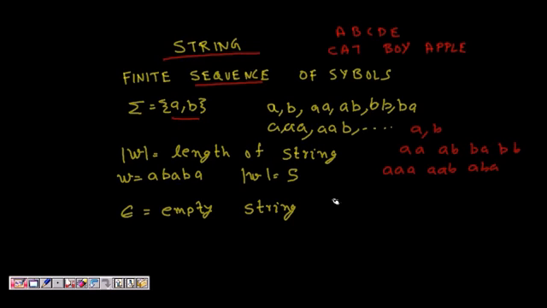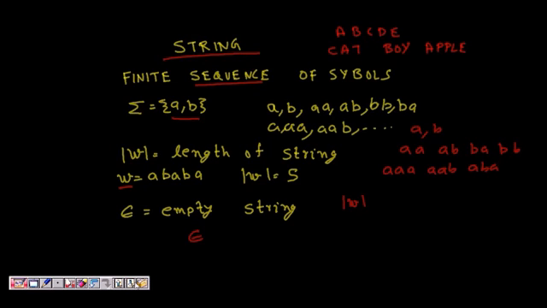W is used to denote a string, and mod of W is the length of the string. For example, if W is ababa, then mod of W is 5, the length of the string. Epsilon is used to denote an empty string.